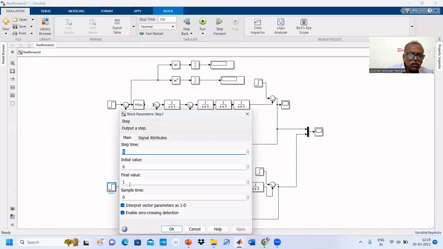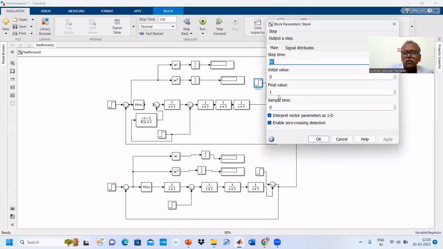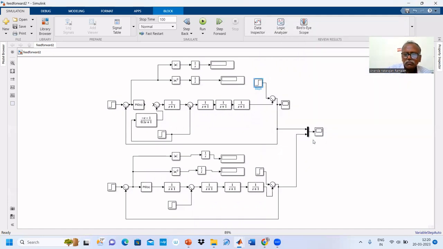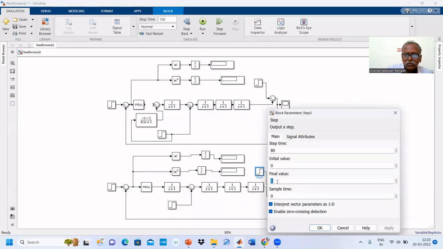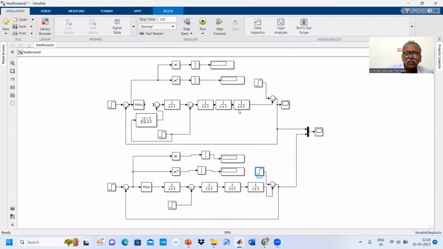So here also only disturbance is given. Only disturbance is given. The second disturbance, we make that also equal to 0. Now let us check the simulation.